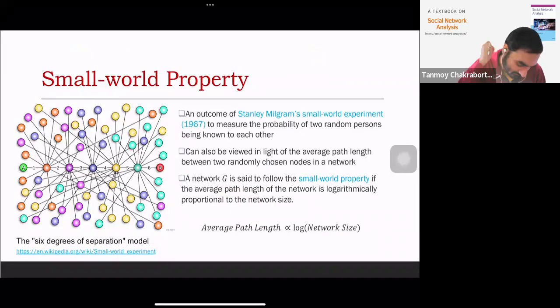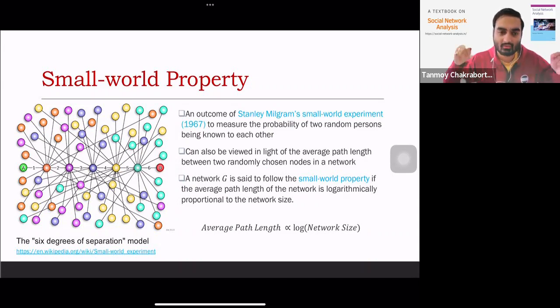Small world property. Now this is very important. The small world property is a very interesting property that was discovered around the 1970s. Basically, the idea is that our world is very small. That means if you randomly pick 2 nodes from a large network, the shortest path distance between these 2 nodes should be very small. In fact, in the first experiment, it turned out that the shortest path distance between 2 randomly chosen nodes is 6.